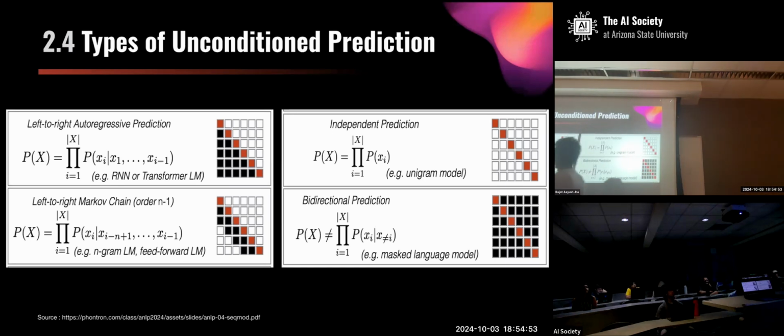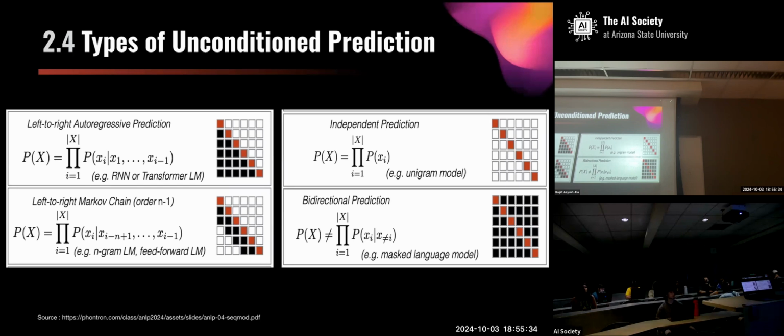In unconditioned prediction, you have this left to right autoregressive prediction. For example, all the transformers, even GPT, come under this. So what is this graph representing? The first word is predicted based on nothing. Then the second word is predicted based on the first word, and so on. The nth word is predicted based on all the previous context. So that is one example of unconditional prediction because you are predicting x based on nothing.